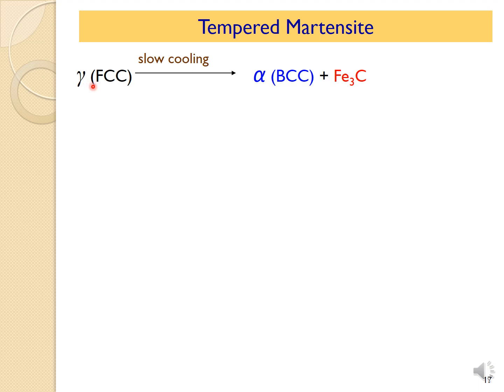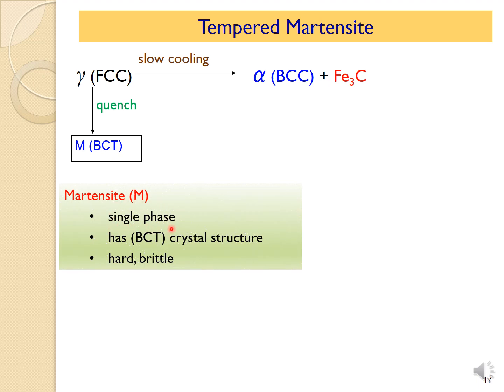From austenite, if we cool it slowly under equilibrium conditions, we will have two phases. One is the alpha phase, BCC iron, and one is cementite, in alternating layers of alpha and cementite. But if we quench from austenite fast enough, we will have martensite. Martensite is just one single phase, and it has a BCT crystal structure. It traps all of the carbon inside this BCT structure. As a result, the martensite is very hard and brittle.